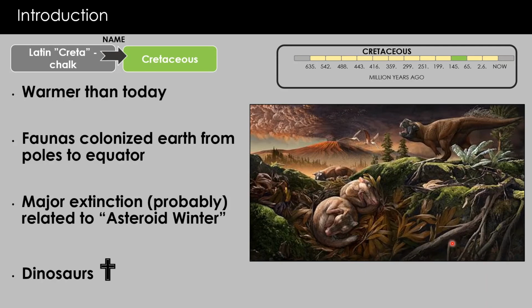At that time, climate was warmer than today. Fauna had colonized most of the Earth from the poles to the equator. There is a very infamous major extinction, which was probably related to the asteroid winter, and that's how our friends, the dinosaurs, went extinct.